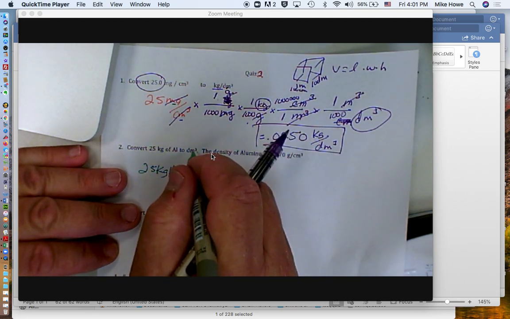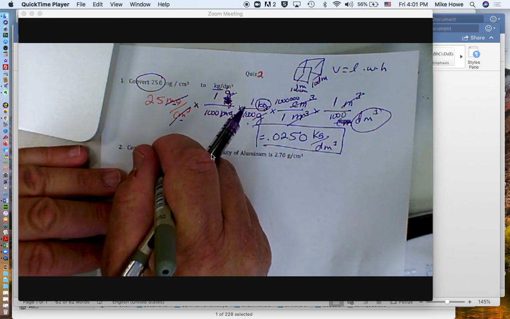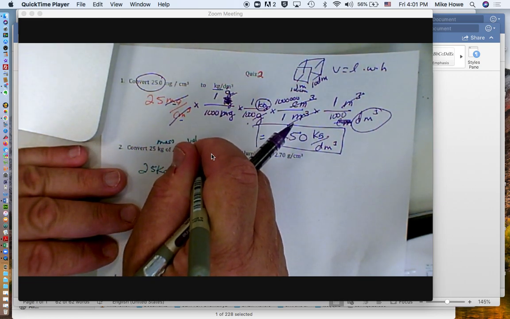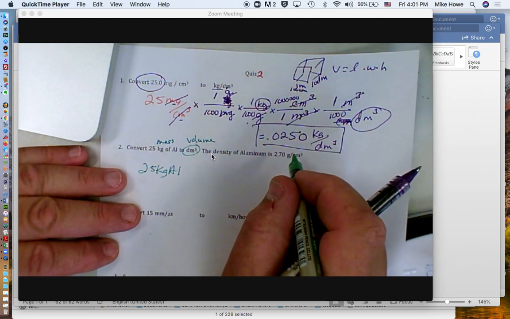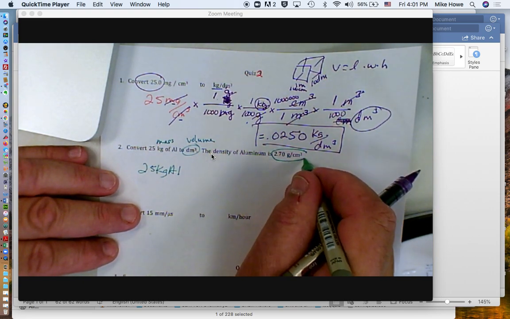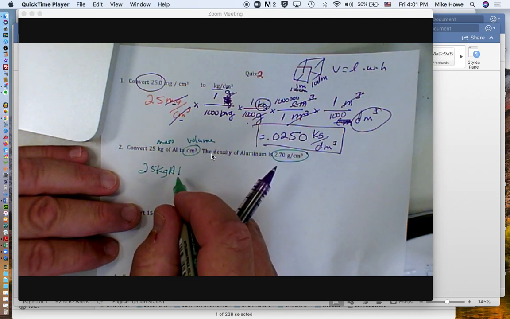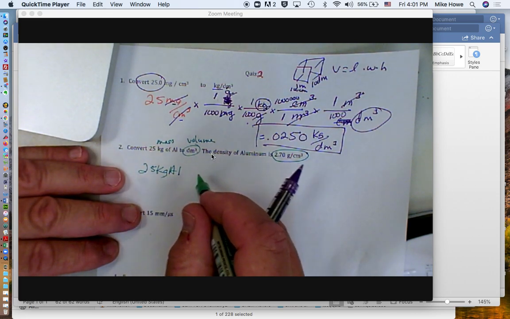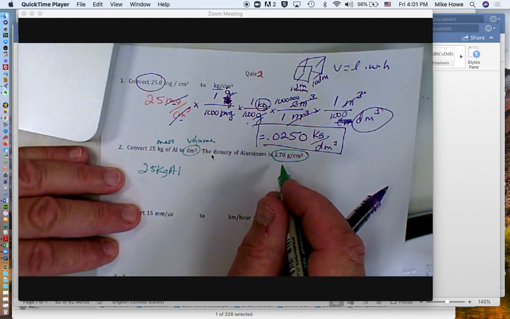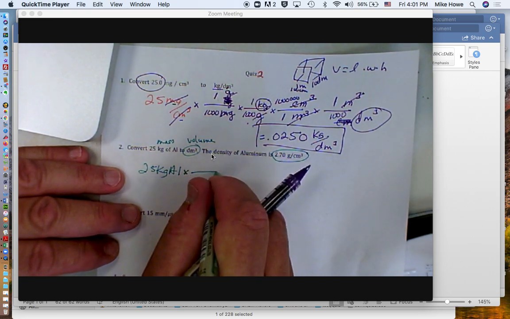We want to get to cubic decimeters. This measures mass. This measures volume. The concept that ties together mass and volume is density. So we're going to need to change kilograms into the unit that is in the density that was given to us. So that would be grams.